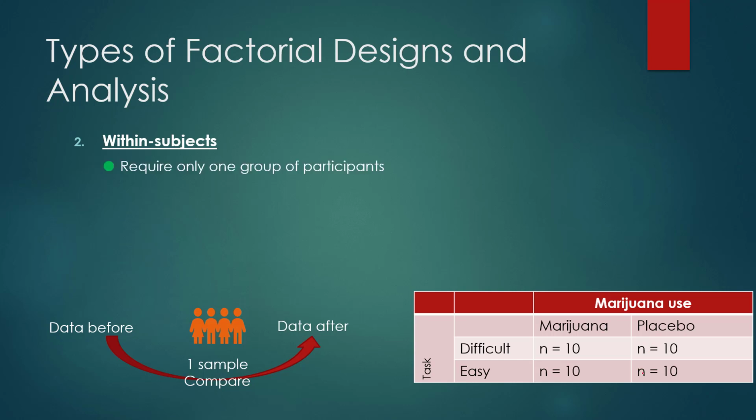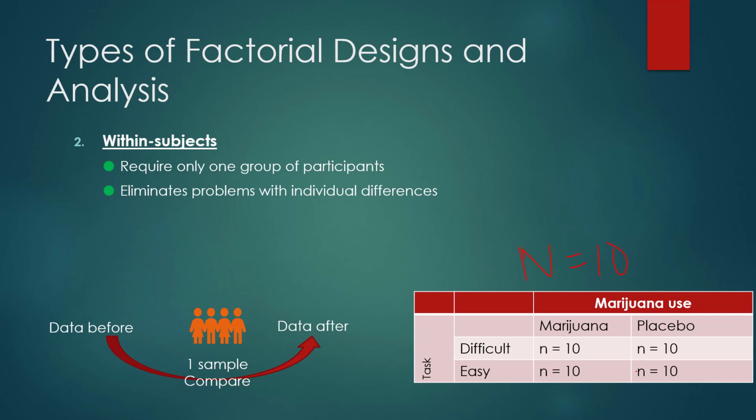So one advantage is that it requires only one group of individuals. That's great. So the total N for this, if you look overall, is simply 10. It's a much smaller number. We only had one group of individuals, and they did all 4 conditions. So this is going to eliminate problems with individual differences, which is nice.